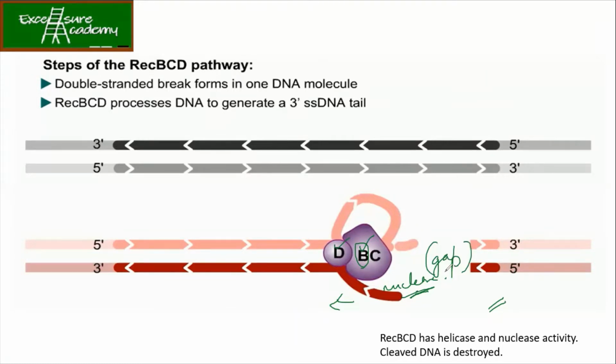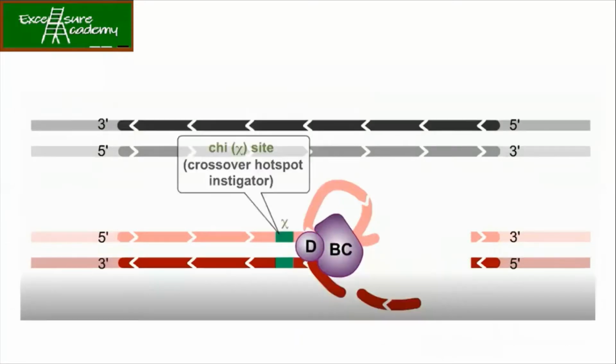Able to follow me? Yes, ma'am. Okay, so one strand is being destroyed, and the other one is forming the loop. Okay, now what happens over a period of time? You can see this lower strand is getting chopped off. Okay, now tell me in which direction the BCD complex is moving.